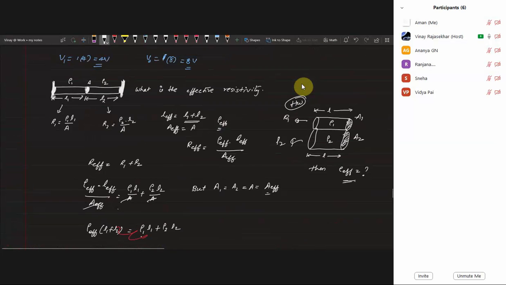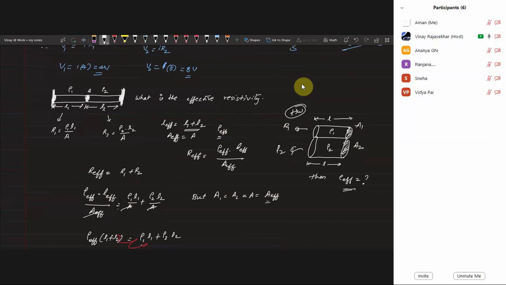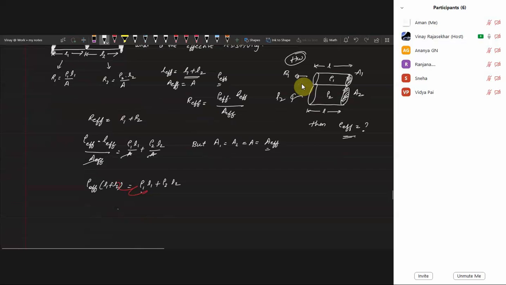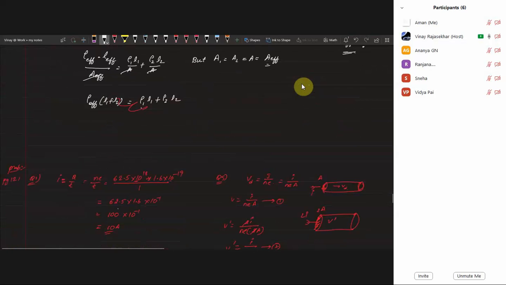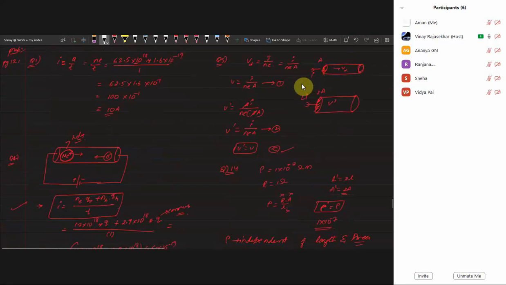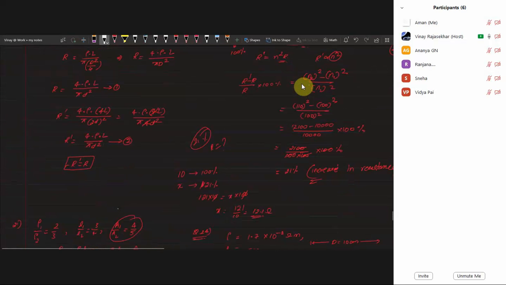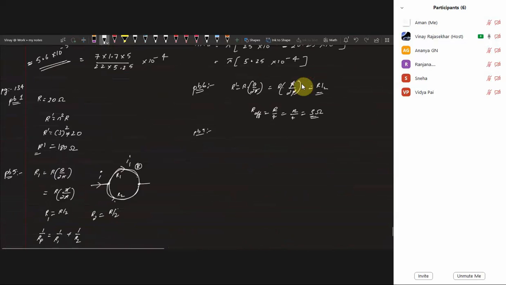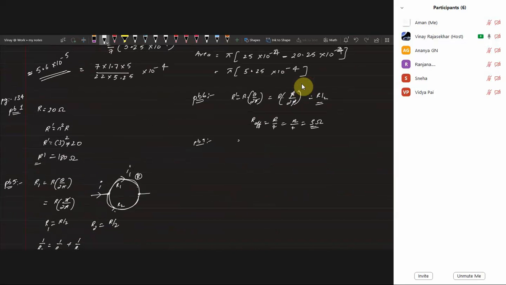So two rods are connected in series. Then the effective resistivity formula is rho 1 L1 plus rho 2 L2 by L1 plus L2. Correct. So effective resistivity is rho 1 L1 plus rho 2 L2 by L1 plus L2.